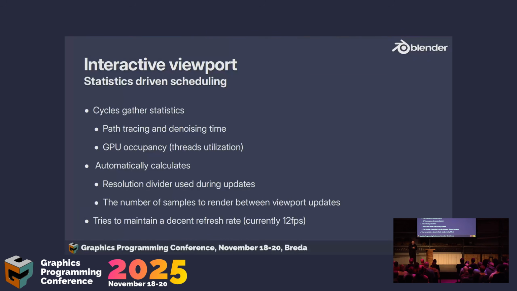And currently we're trying to target 12 FPS in the viewport, but we also have some clamping in place, so Cycles cannot drop down the resolution too much, and it cannot render less than one sample.